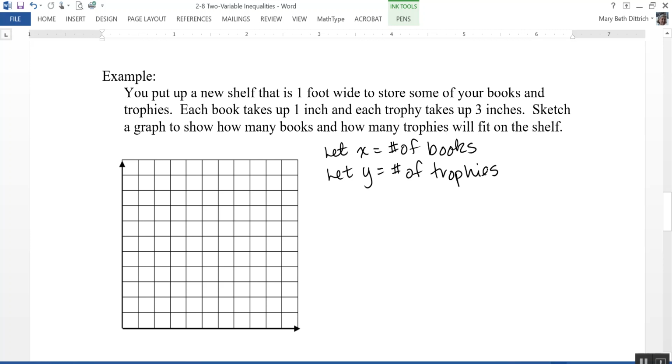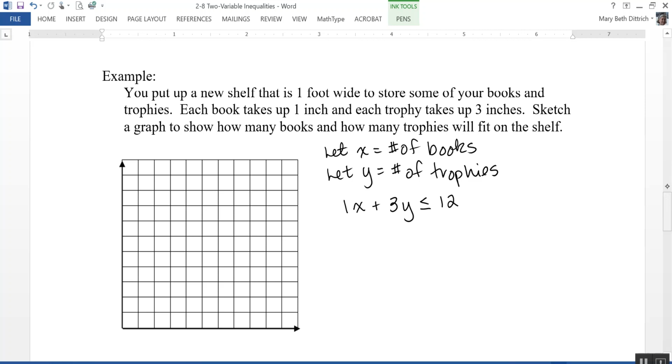So let's go ahead and write an inequality here. So every book is 1 inch and every trophy is 3 inches, and I have a total of 1 foot. Well, I need to convert that to inches. So I have a total of 12 inches that I need to fit stuff in. So 1 inch times the number of books that I have plus 3 inches for every trophy that I have has to be less than or equal to 12 inches. It can't be more than 12 inches because then things will fall off the shelf. So it has to be less than or equal to 12 inches.